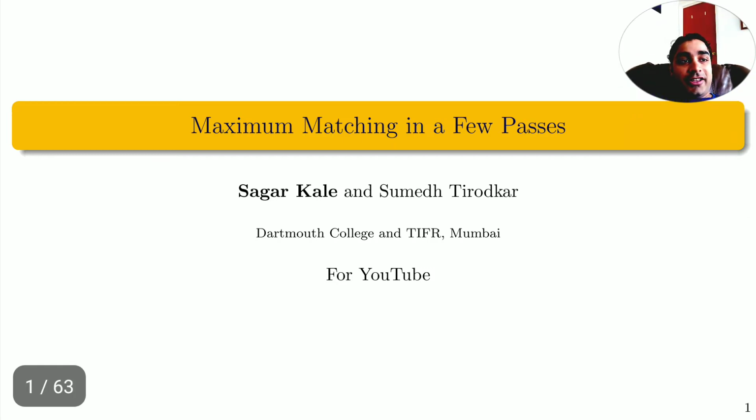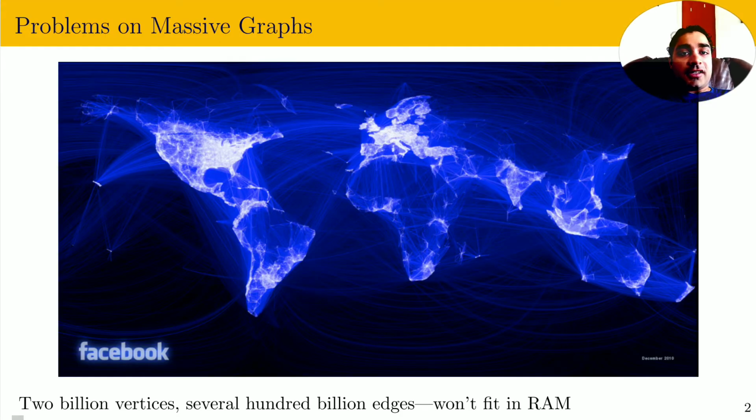Hello. In this video, I'm going to talk about our Approx 2017 paper. This is a pictorial representation of the Facebook graph. It has 2 billion vertices and several hundred billion edges.